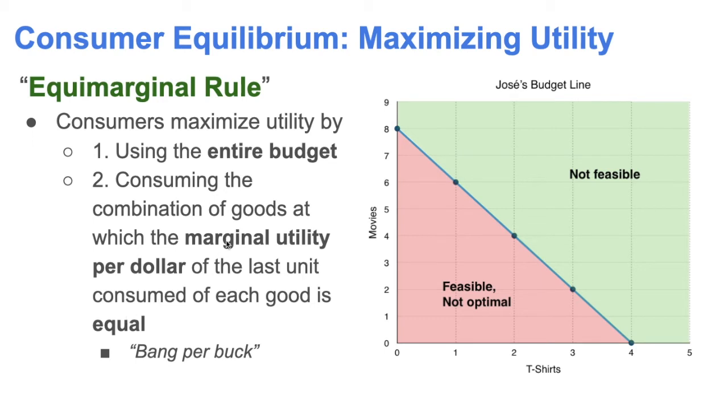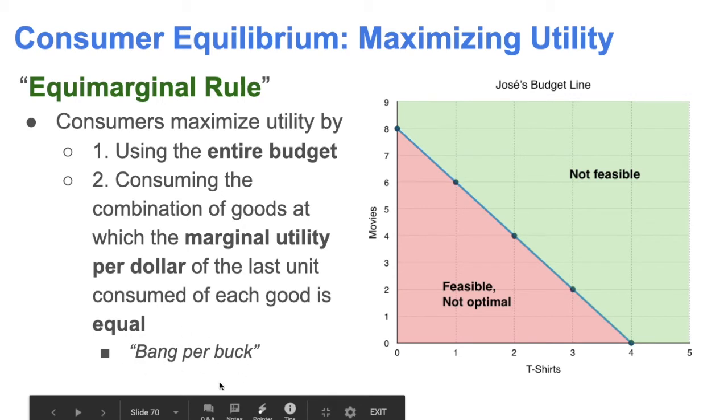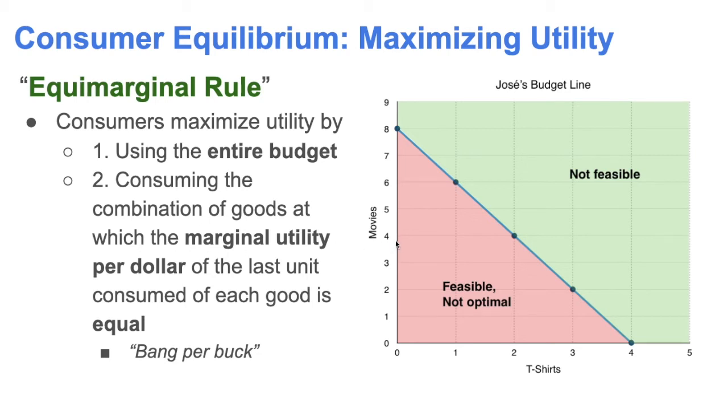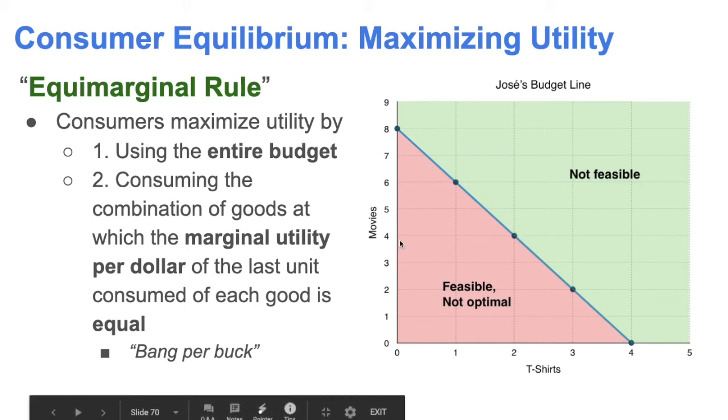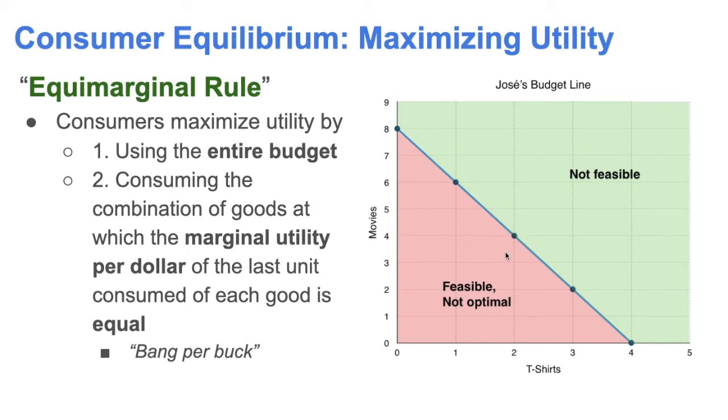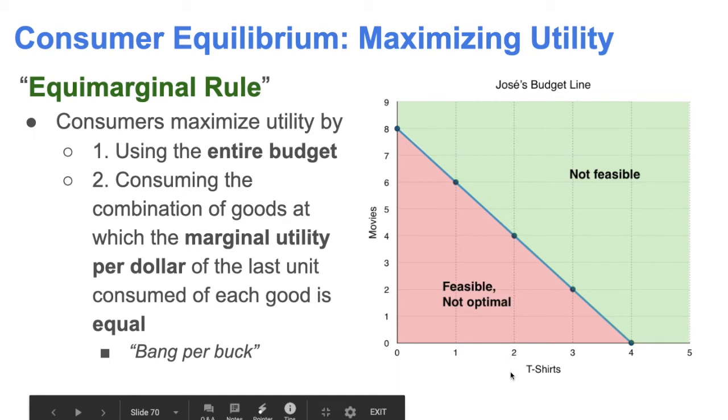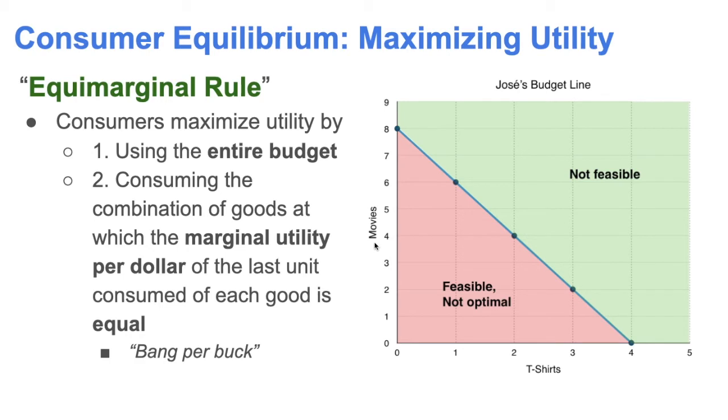So marginal utility per dollar is bang per buck. This is the technical term, marginal utility per dollar. That is the correct way to say it. We call it bang per buck just casually. But what they're saying is that if we were to buy 4 movies and 2 t-shirts, if that's our combination, then the bang per buck of the second t-shirt must be exactly the same as the bang per buck of the 4th movie. Otherwise, we are not maximizing utility.